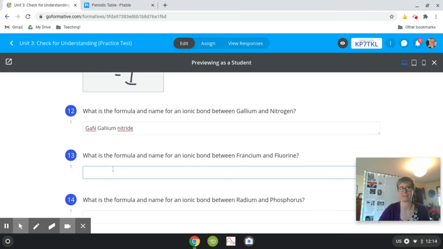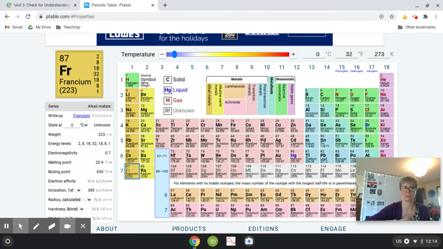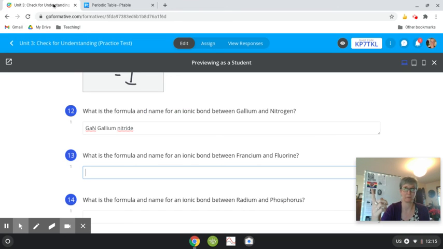And the ionic bond between francium and fluorine. So I need to find francium. We had francium earlier, francium and fluorine. So we've got a +1 and we got a -1, or we have a group 1 and a group 7. So francium is going to give its 1 electron to fluorine. So then we have a +1, we have a -1, and so then we have a 1-to-1. So the formula would be FrF, and the name would be francium fluoride. And no, they don't have the perfect spelling on this one.